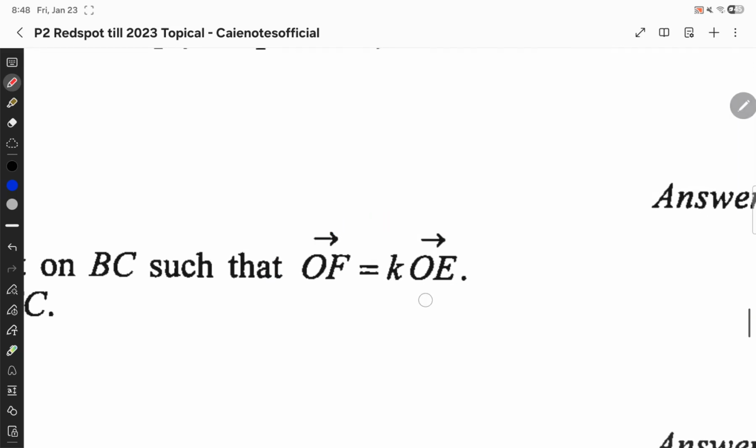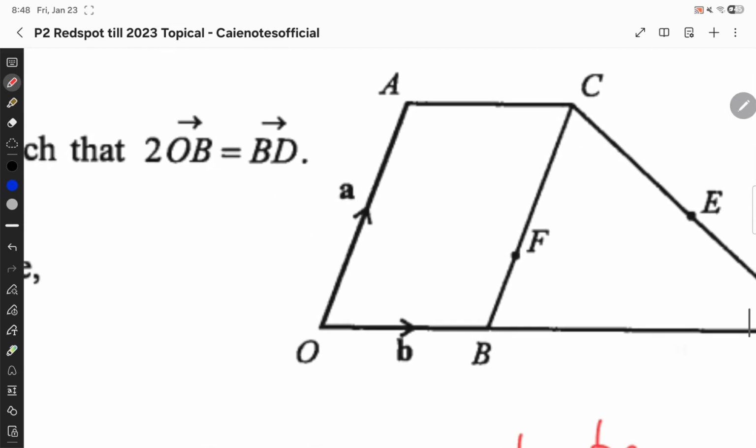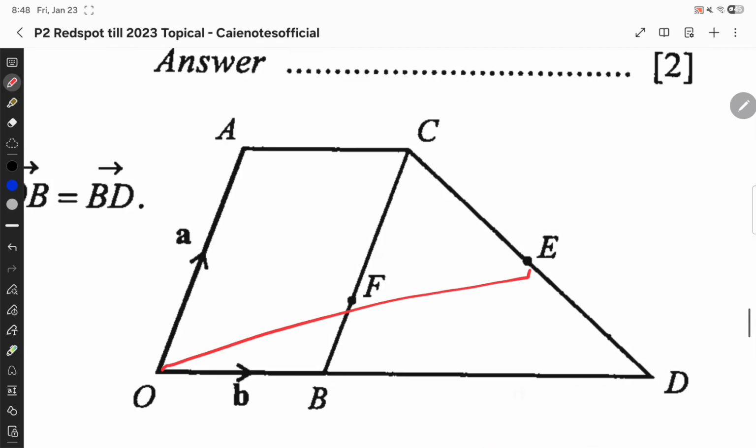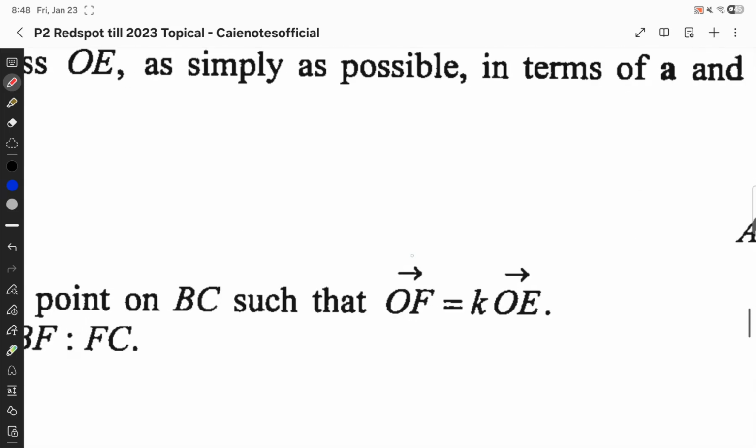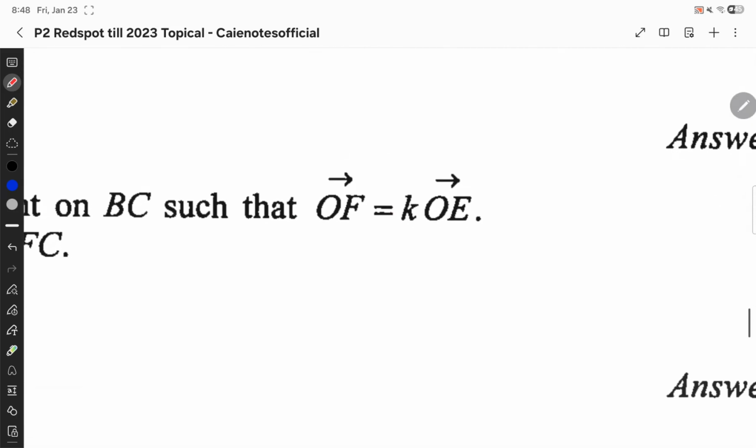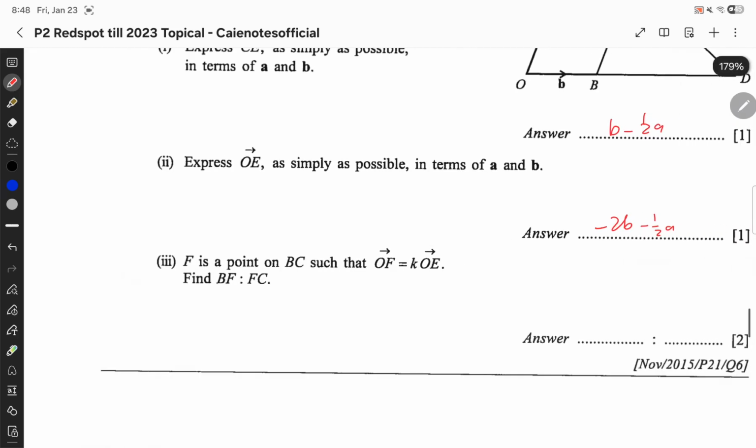This means that if we have a vector OE and we scale it by some constant k, by some scalar k, then we will get to F. This also tells us that OF and OE are parallel to each other, and OF is a multiple of OE. These are the two things we need to know about this.